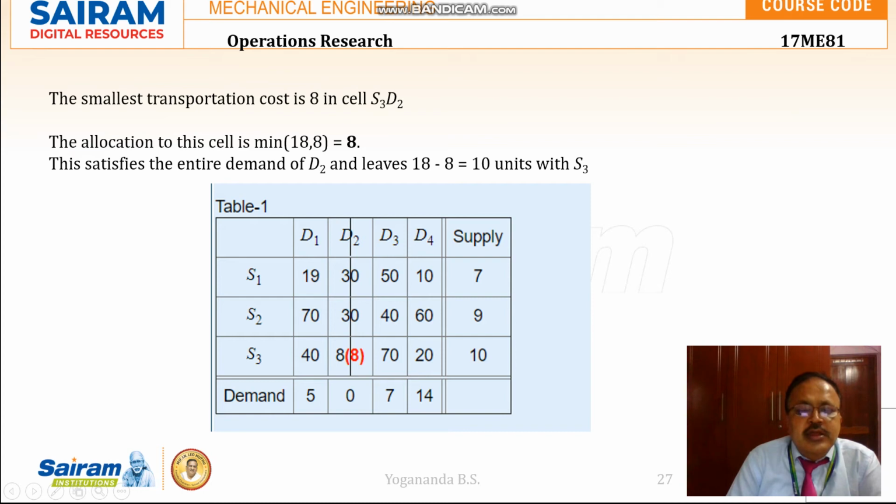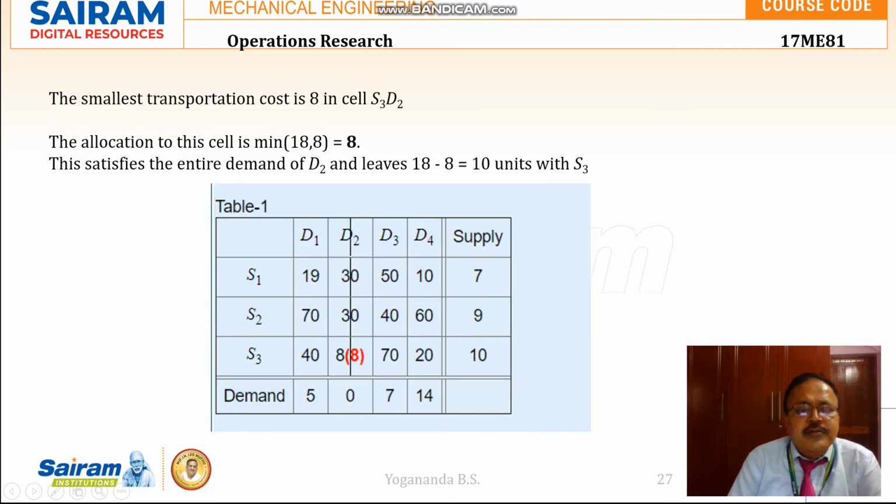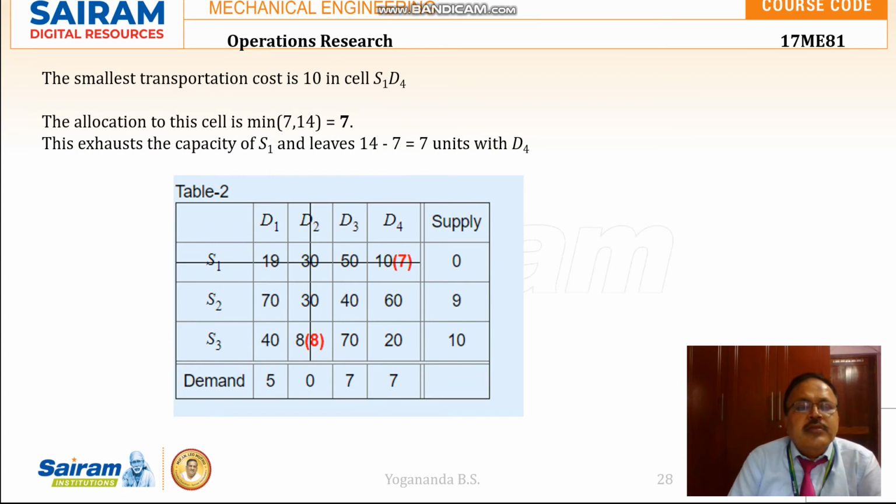Supply becomes 10 here, and demand becomes 0 because the requirement of this destination is fulfilled. All the 8 units required are allocated here. Out of 18 units available with supplier 3, 8 units are exhausted, and 18 minus 8 is 10, so S3 is left with 10 units. Now column D2 will be removed from further iterations.